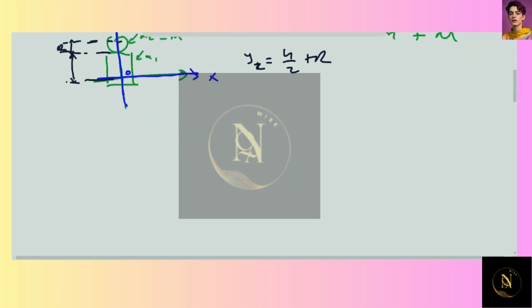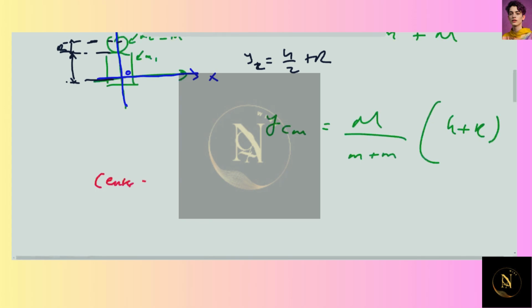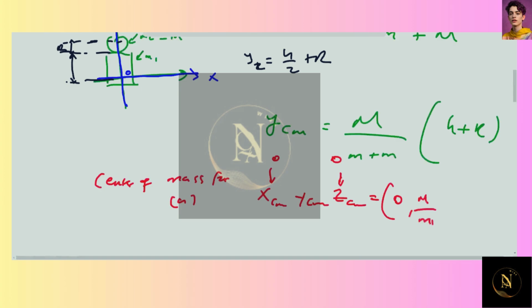And then now we can simplify and say y center of mass is the same as capital M over m plus M, h plus r. So the center of mass for A is going to be the x center of mass, y center of mass, z center of mass. You already know the x and the z is 0, so we'll only focus on the middle part, 0 comma m over m plus capital M.